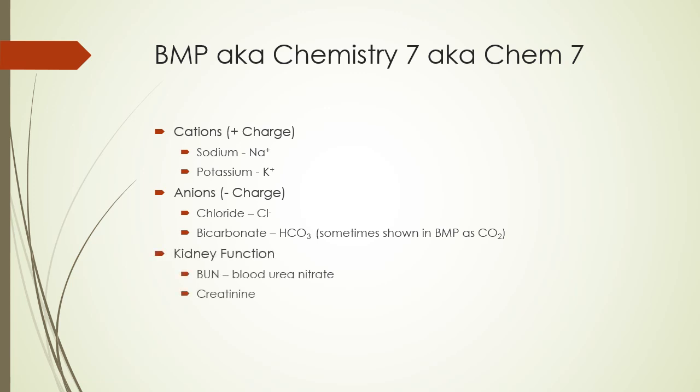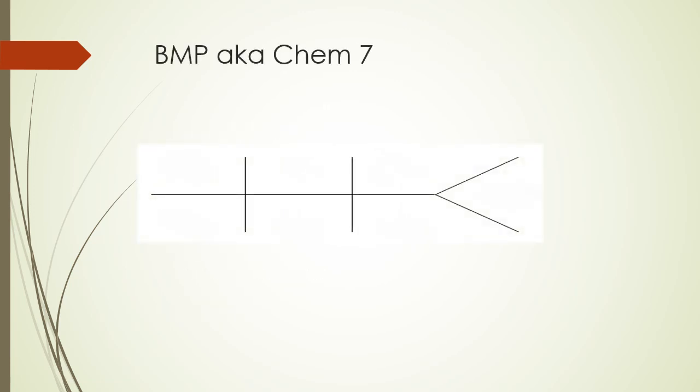There's also kidney function, which is the BUN and creatinine. Shame on me for continually saying BUN instead of BUN. And also your serum glucose. A fishbone diagram. And the way they listed these, the Chem 7 is not what I'm used to seeing in the clinical environment. So I want to show it to you the way I'm used to seeing it.